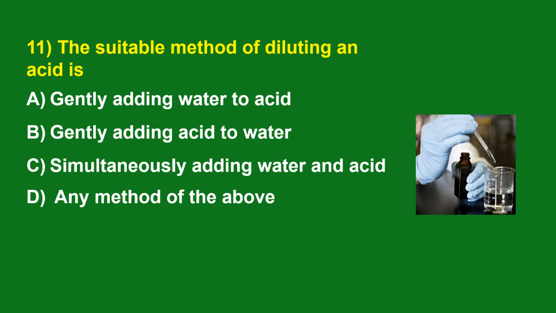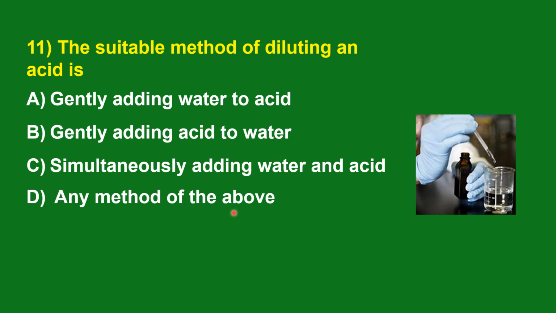Question number 11. The suitable method of diluting an acid. Option A, gently adding water to acid. Option B, gently adding acid to water. Option C, simultaneously adding both water and acid. Option D, any method of the above.